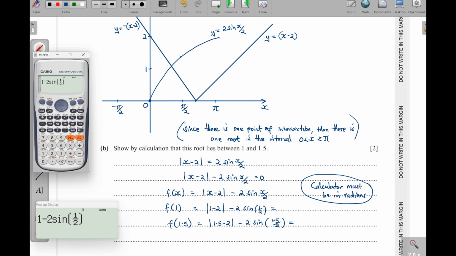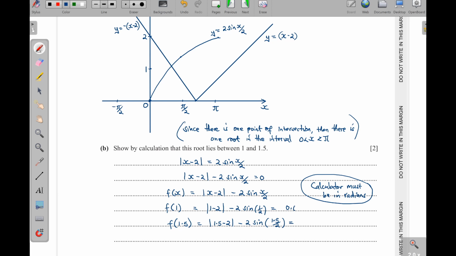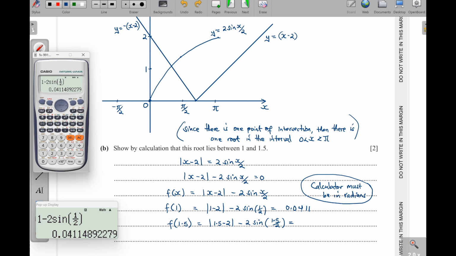But my calculator here is in degrees. I need to put it in radians. Okay, so that is 0.0411. How about this one here?